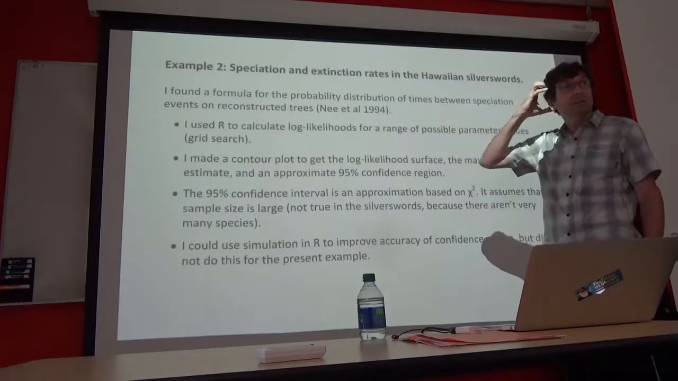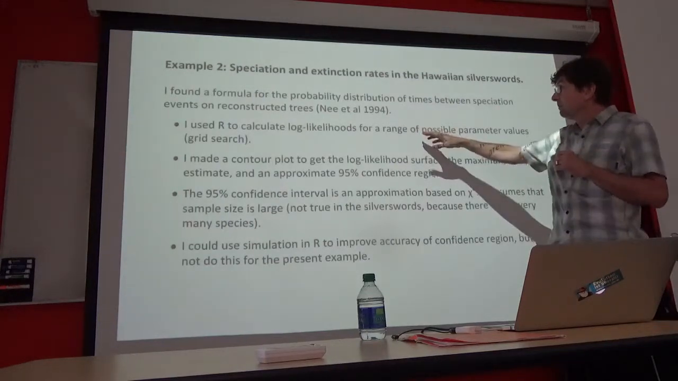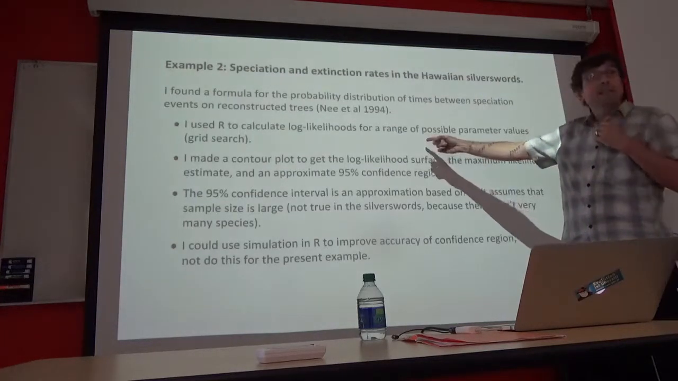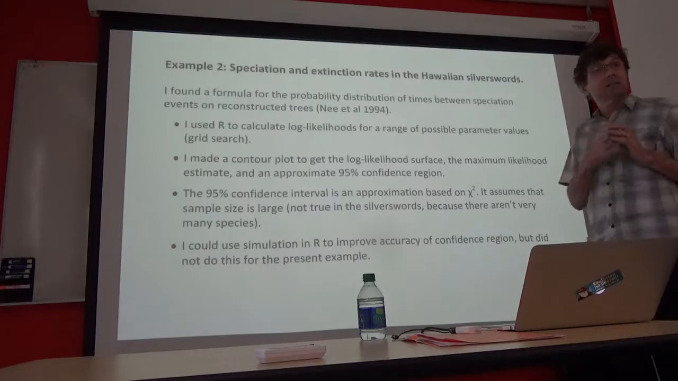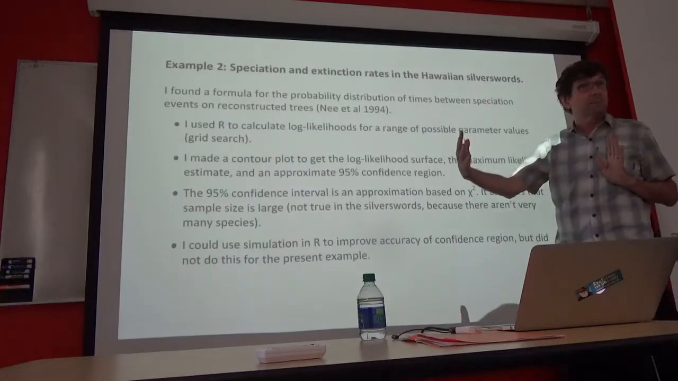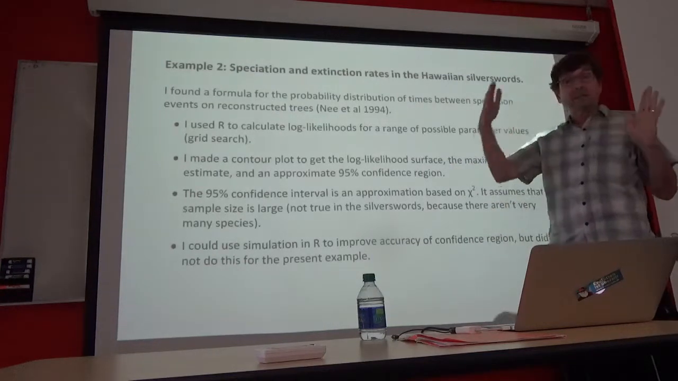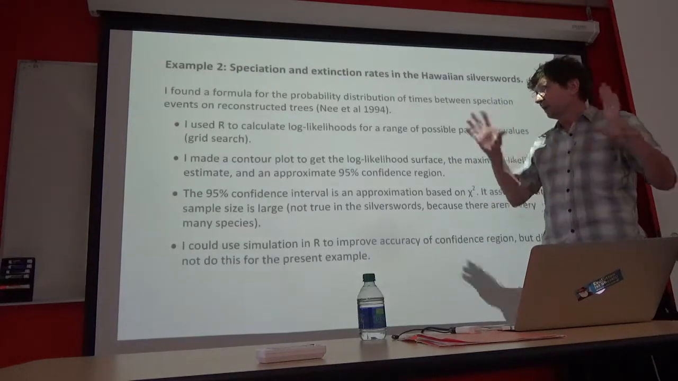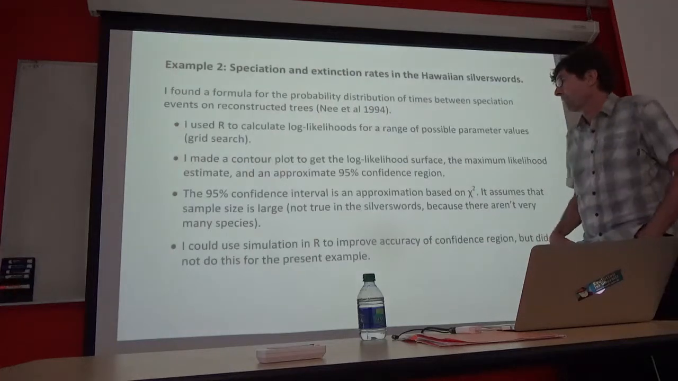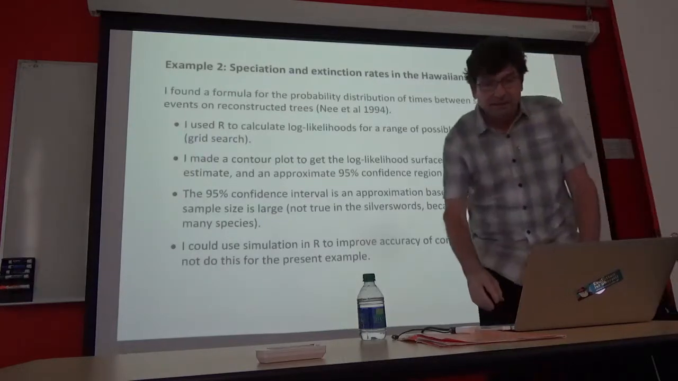So I found a formula that described the distribution of waiting times between speciation events and how that depends on the speciation rate and the extinction rate. I plugged this into R and used it to calculate the likelihoods for a range of possible values of speciation and extinction, just like I did earlier for a range of possible values for the population proportion. Then I made a contour plot for the likelihood function in two dimensions, because there are two parameters. I used that to get an idea of the uncertainty of the estimate. By the way, I want to remind you that that's an approximation, and there are ways to improve the accuracy that I did not do.